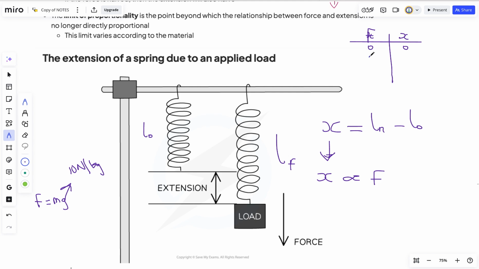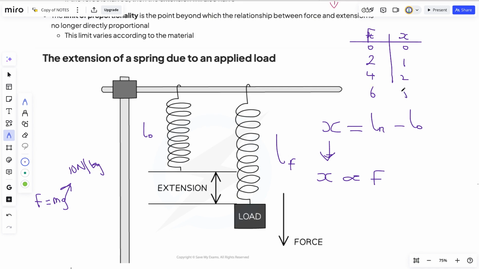Now we had 2 Newton, then this one becomes 1 centimeter. This one we make it 4 Newton. This one becomes 2 centimeter. You see they are in proportion. Every increment, 2 increment here is 1 increment here. So the next one, if you have 6, here will be 3.